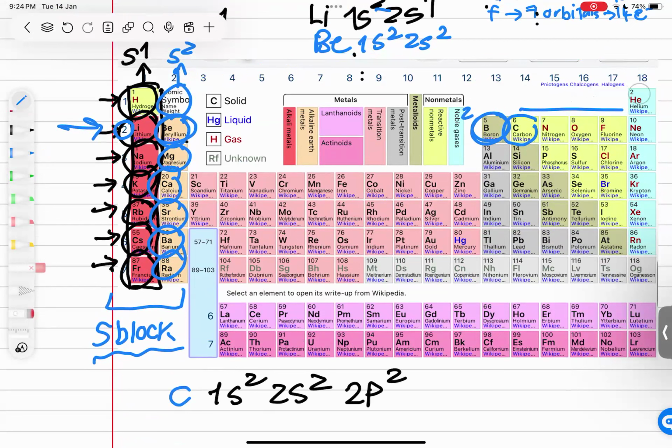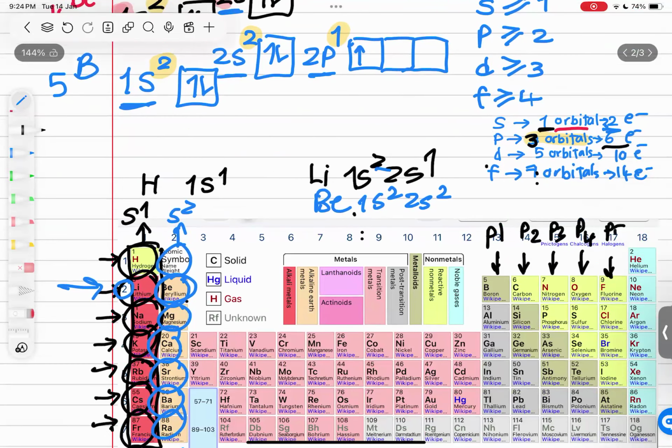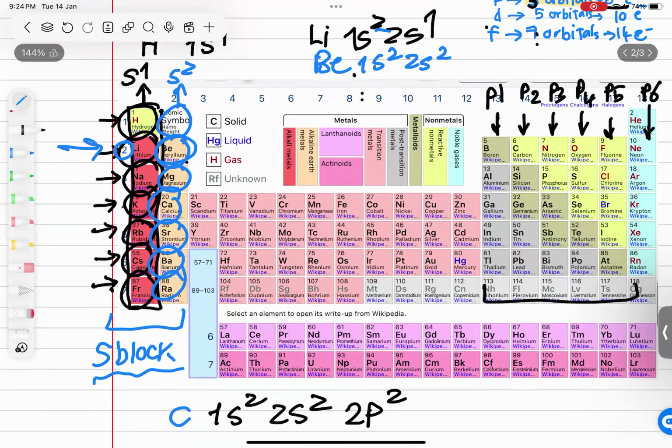So anything that ends in this group, which is group 3, will always end with p1, and this one will always end with p2, p3, p4. Wait, what did you say about the number of orbitals in p? 3 orbitals. And they contain how many electrons? 6. That's why p4, p5, p6. And that's going to be called the p block.